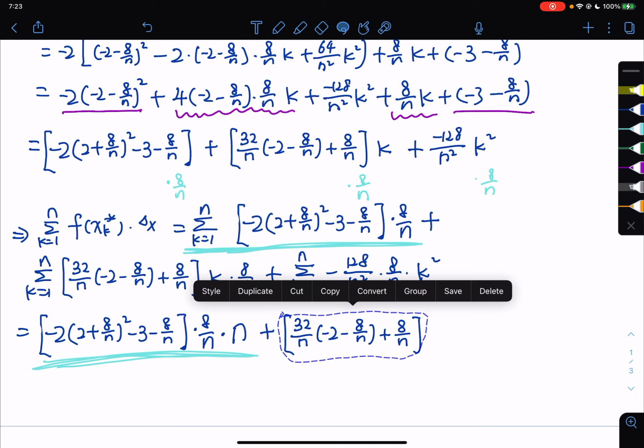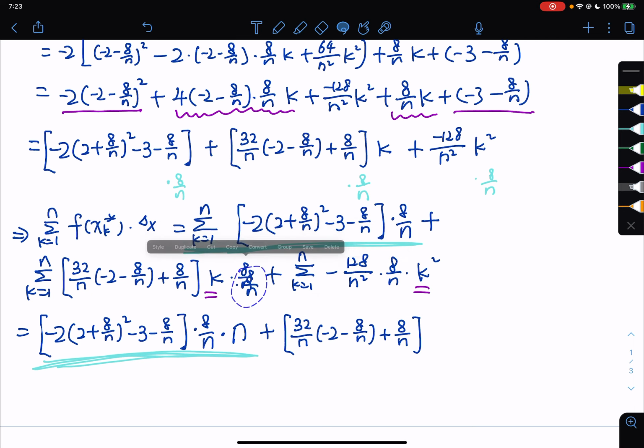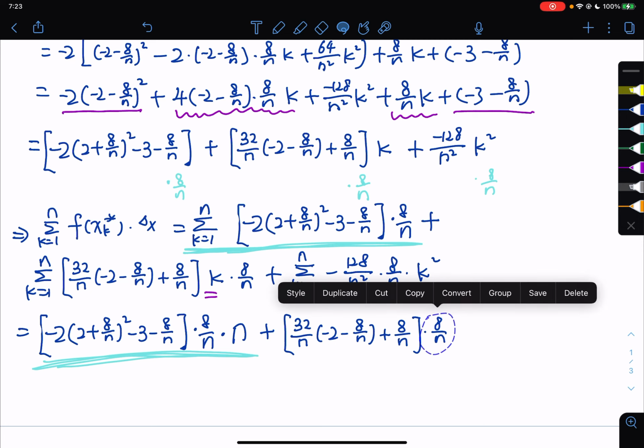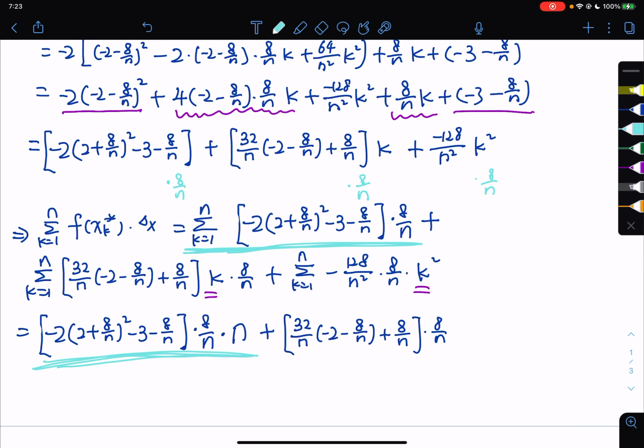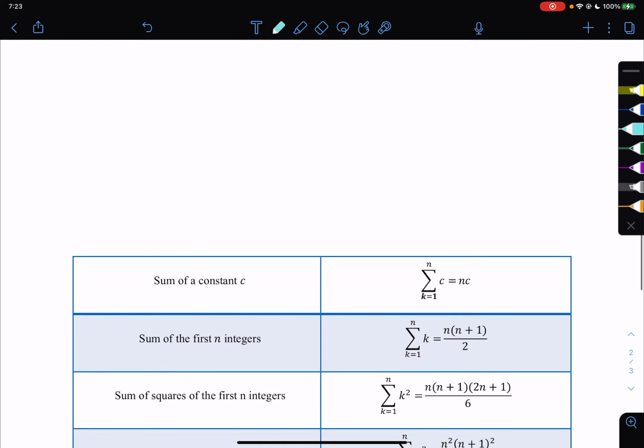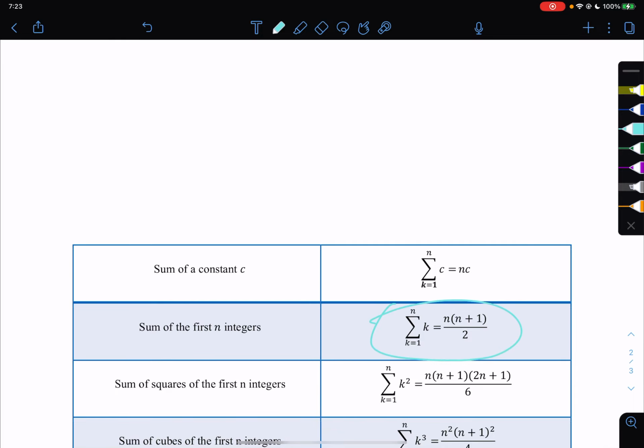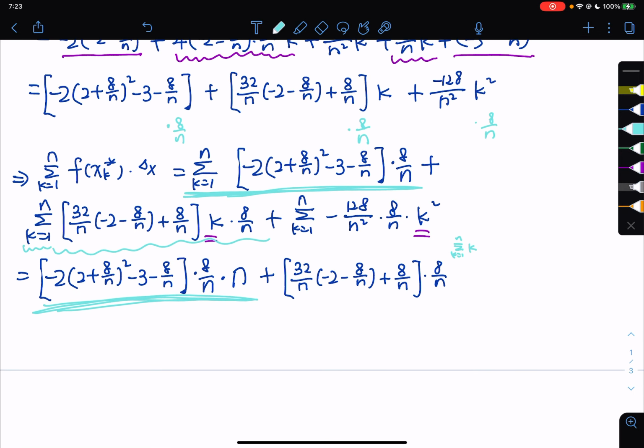So that's my constant coefficient. This is also my constant coefficient. They are all constant. And then what's left is supposed to be sigma summation of k, right? It's supposed to be sigma summation of k. According to the formulation, sigma summation of k is n times n plus 1 over 2. So I actually have n times n plus 1 over 2. Okay, and that's equivalent to this term I just worked on.